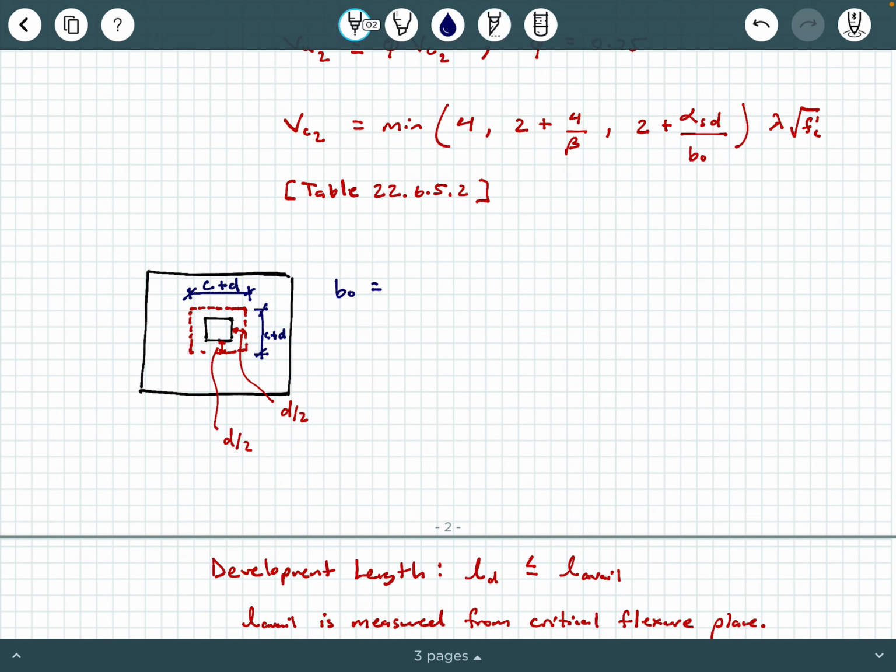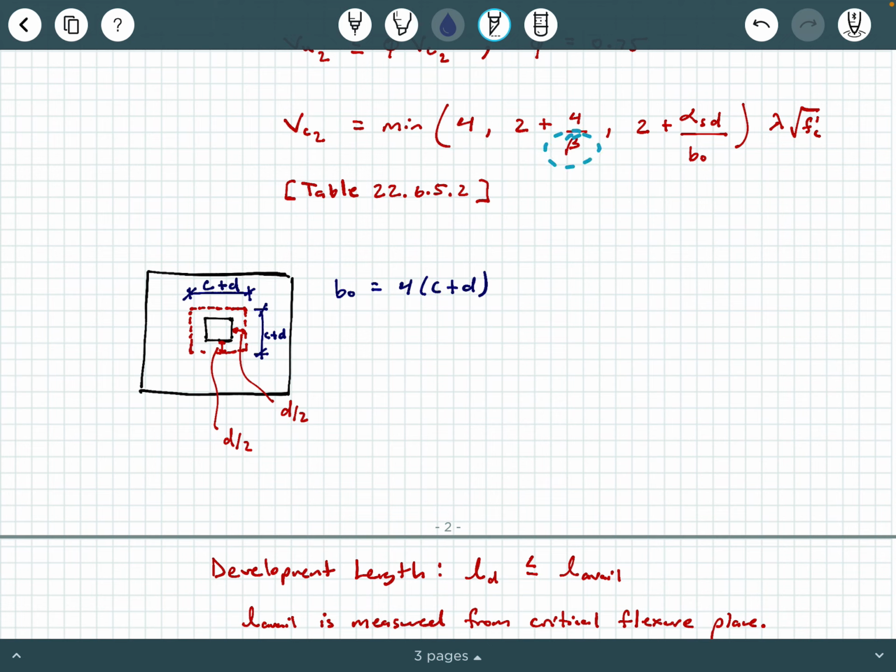And what is that going to be equal to? Well, it's going to be equal to 4 times (C plus d), okay? Because you have 1, 2, 3, 4. And again, we're assuming we have a square column, by the way. C is the cross-section dimension of the column, and if it's a square column, then the column is C by C, okay?